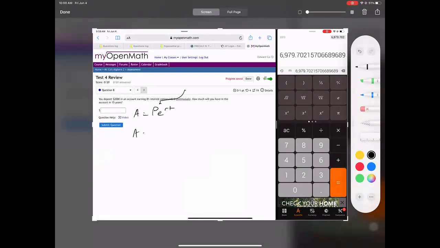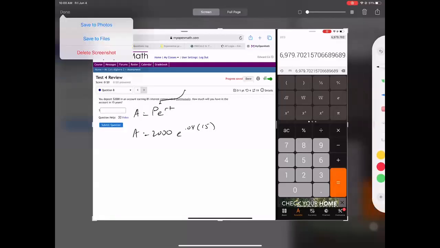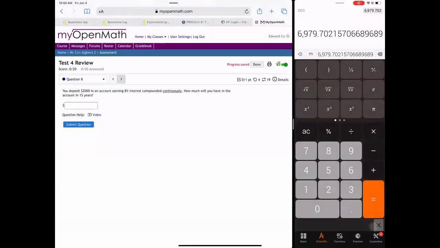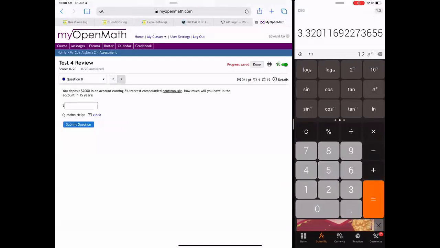So A is equal to, we're starting with $2,000. We have a rate of 0.08, and we're going to put this in the bank for 15 years. Really it's just filling it in, knowing which equation to use. So for me, it'd be 0.08 on my calculator times 15 years. Then I'm going to e this number. And then once I e it, I'm going to multiply this by our original $2,000.